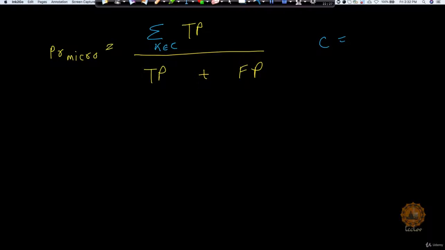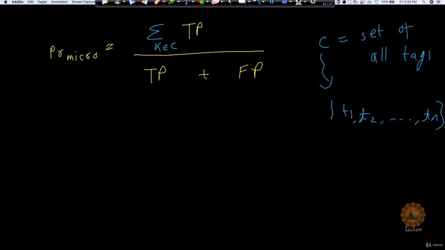Now what is C here? C is nothing but my set of all the tags. It could have been t1, t2 till tn, because these are the set of all the tags possible in this case. So this is going to be my true positive. I'm going to put this summation for all k belonging to C, and likewise for the denominator, I'm going to sum it up for all k belonging to C. This is what the sum will be over all the components. This is the difference here.